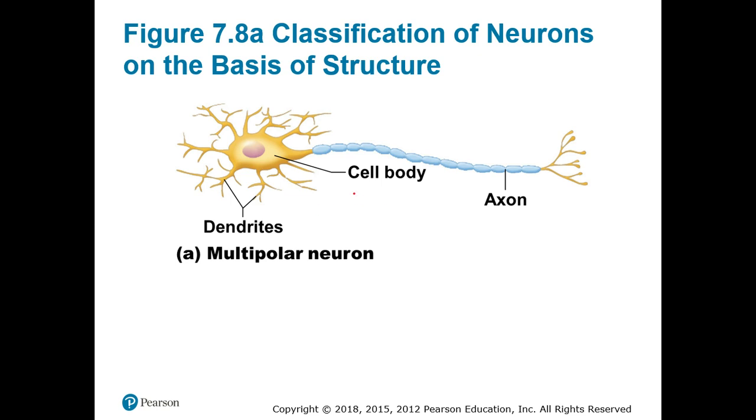So here, this is the most common type. This is why you see neurons most commonly structured this way, where you have a cell body, multiple dendrites, and then here you have your axon coming off of it.